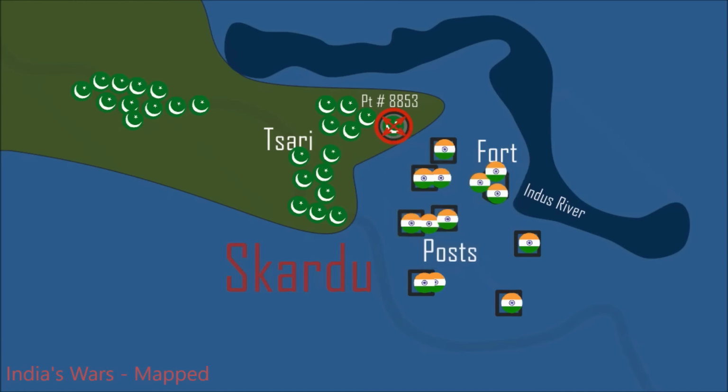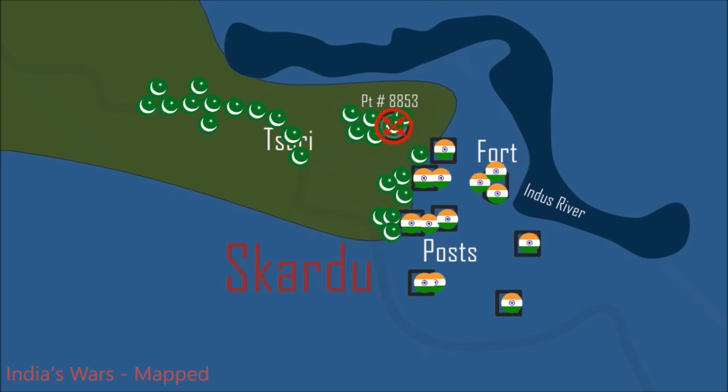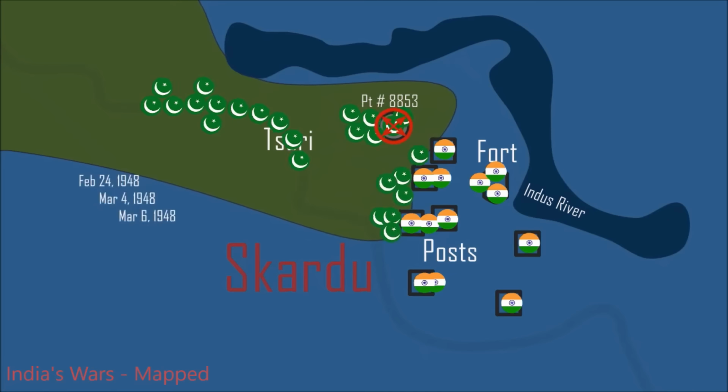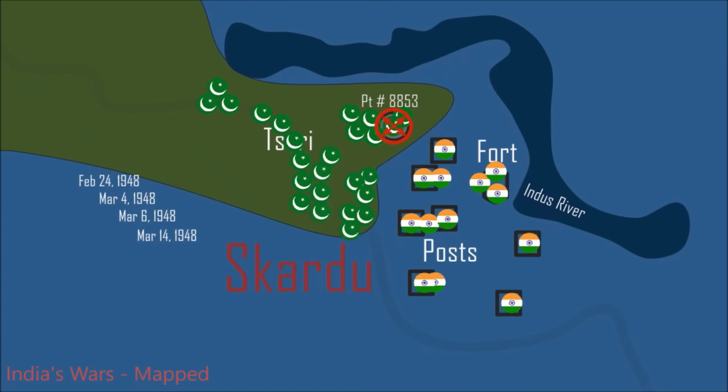The fighting to defend Skardu continued. The enemy made 4 more attempts, each one stronger than the previous, at capturing Skardu. These were on February 24th, March 4th, March 6th, and March 14th of 1948. The Indian side's strong defense successfully repelled all these enemy attacks.